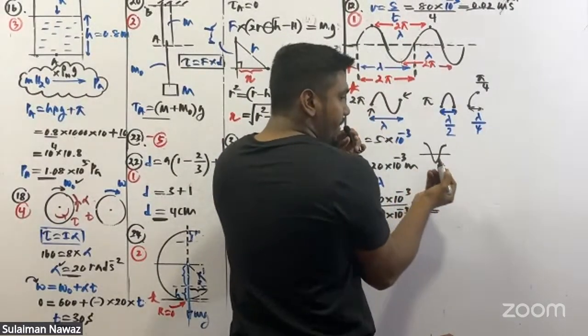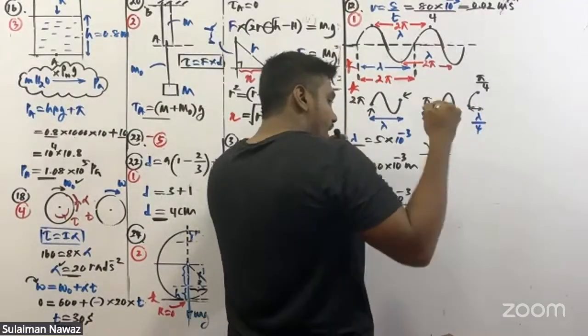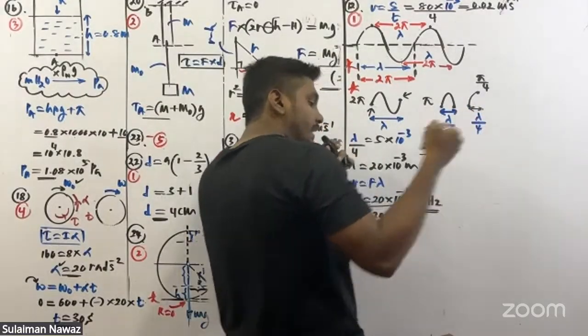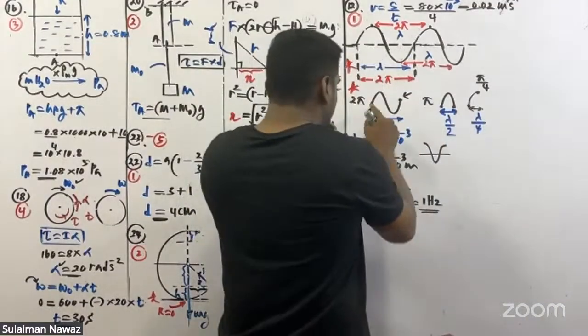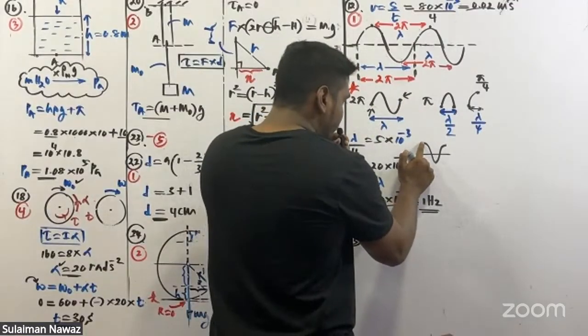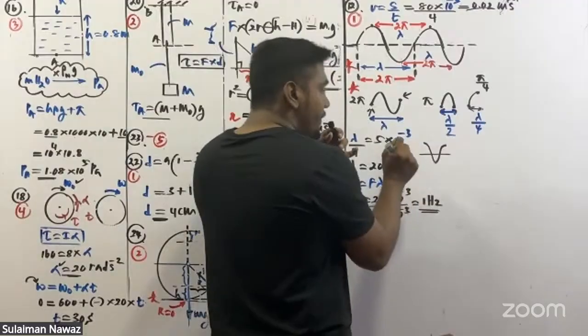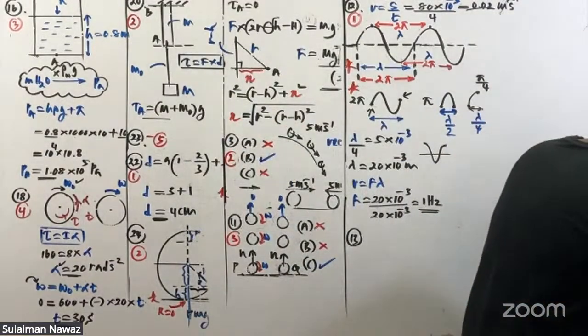Just tell me, in the first displacement time graph, how many full wave cycles are there? Wave cycle means this is one full wave cycle, one cycle, if the wave starts from here. How many full wave cycles are there in the first diagram? Someone tell me. Everyone go and tell me.